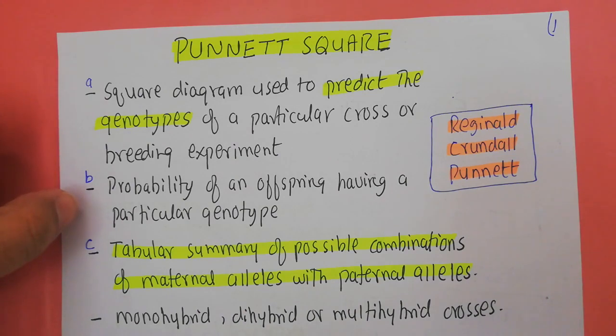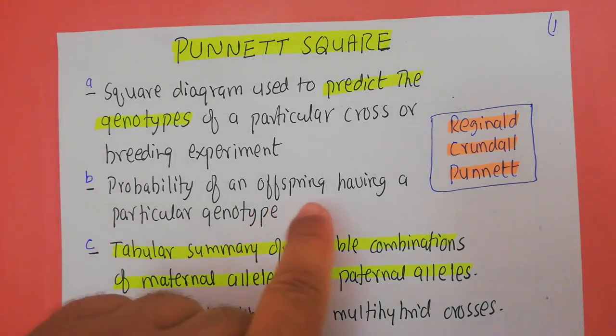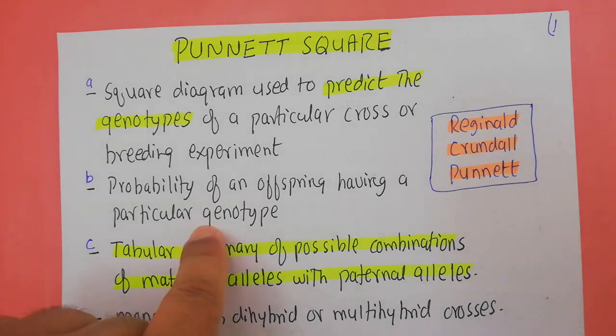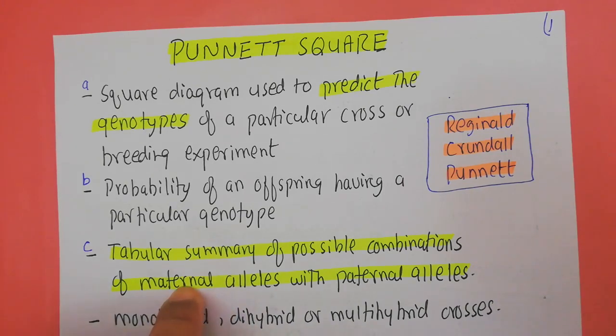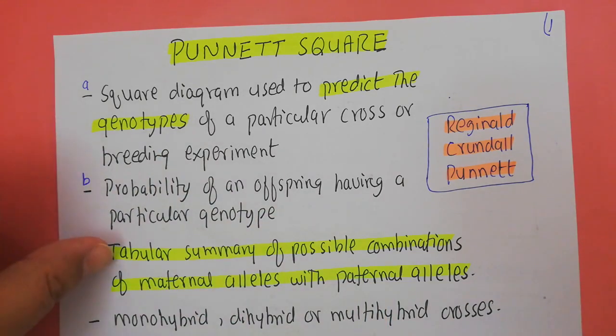And this diagram shows the probability of an offspring having a particular genotype. So when you cross two parents, you can expect a lot of genotypes. This Punnett Square shows you the probability of an offspring having a particular genotype. And it is a tabular summary of the possible combinations of maternal alleles with paternal alleles. Because when you talk about crosses, you are getting alleles from the maternal side and alleles from the paternal side. So this Punnett Square is a tabular summary of the possible combinations of these alleles.